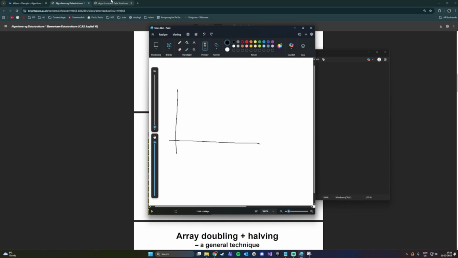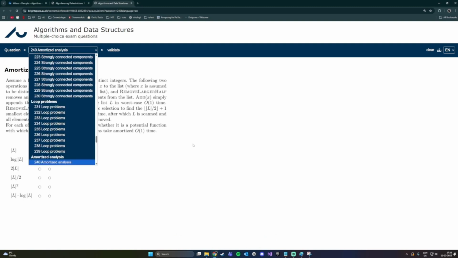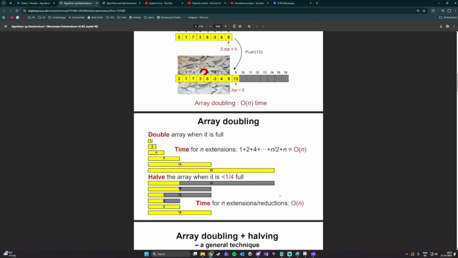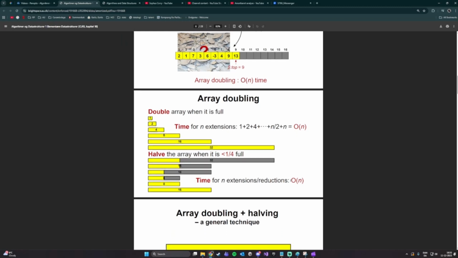So I'm going to go ahead and start with one of the questions now to make it a little bit more concrete. Another thing to note here, which is important about amortized analysis, is that this is just a way of doing analysis.